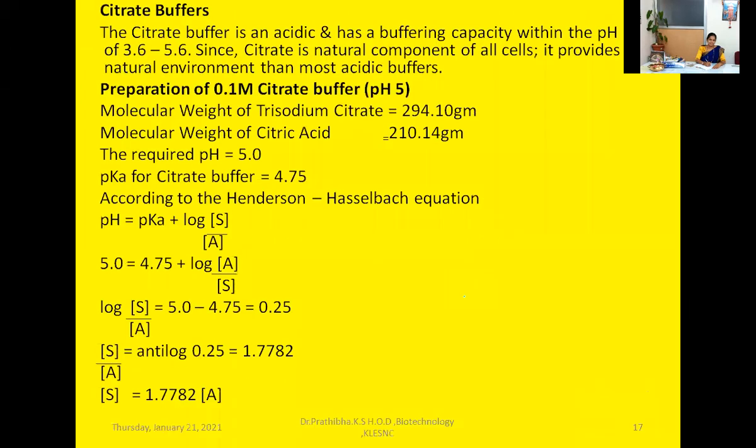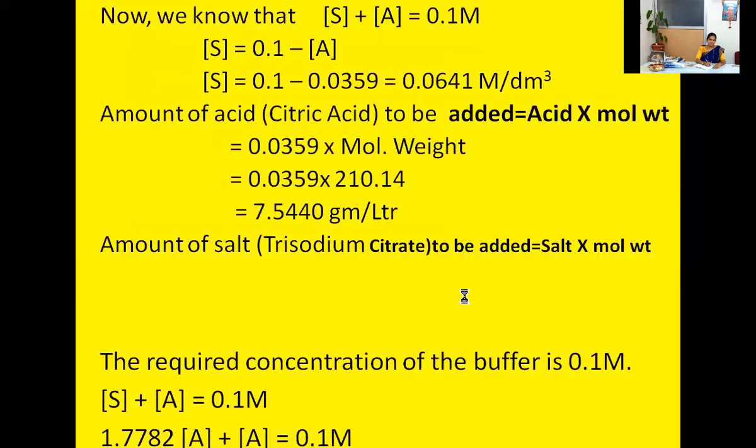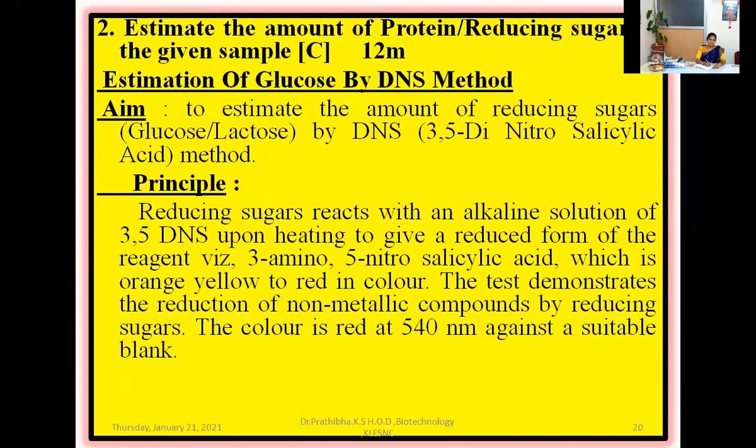Now I'll be moving to the citrate buffer. It's already done in the previous picture representation of that image I took, that particular preparation of citrate and phosphate buffer. That is a written one. You can take a screenshot of this one and keep it in mind. So this is about the preparation of the buffer.